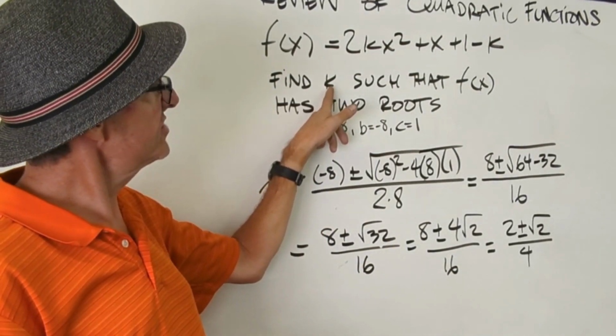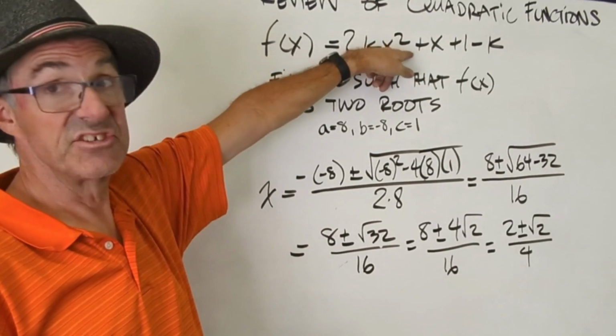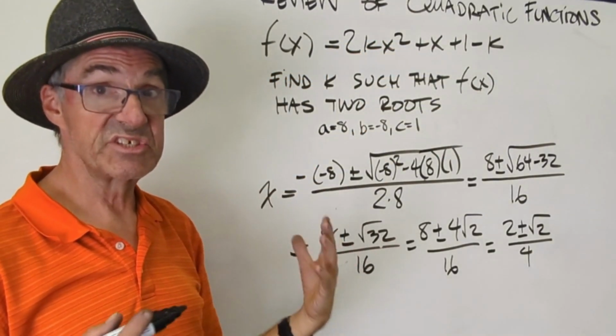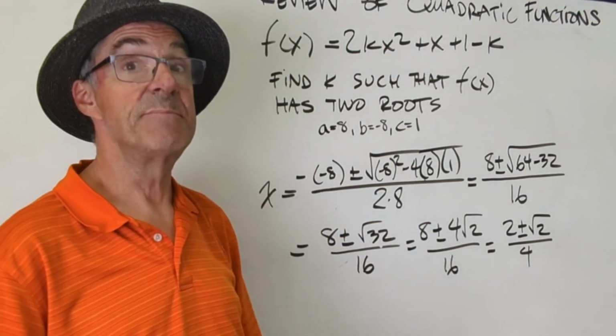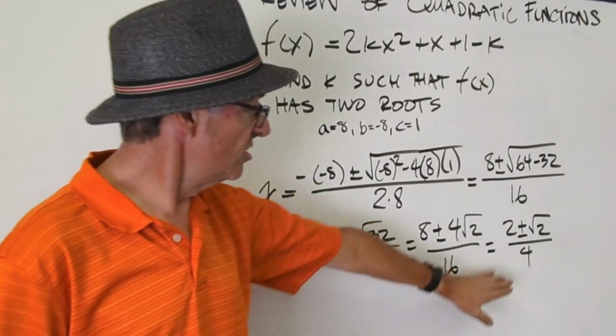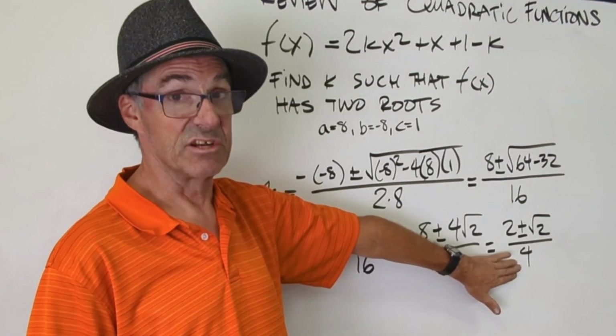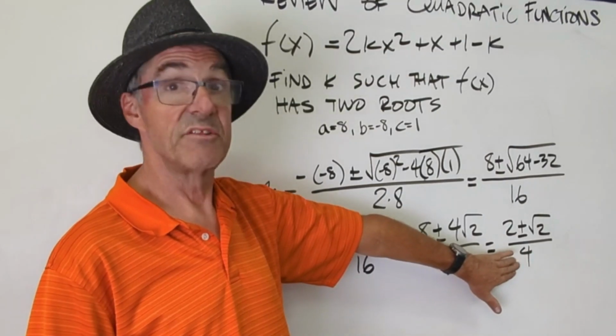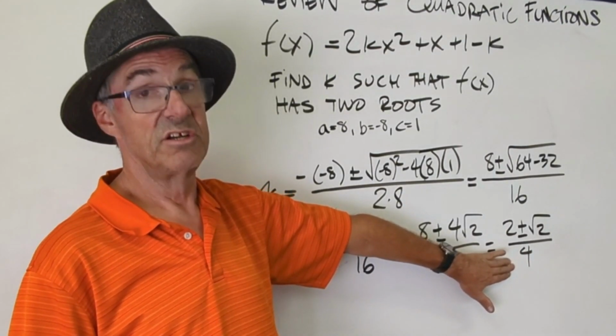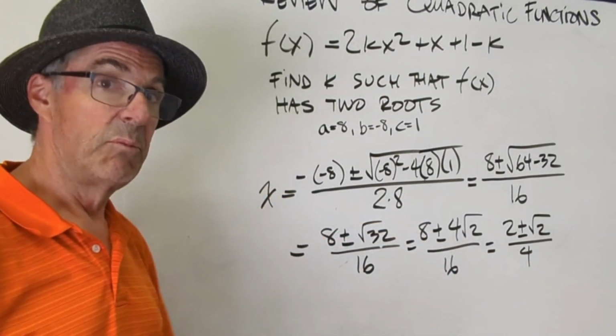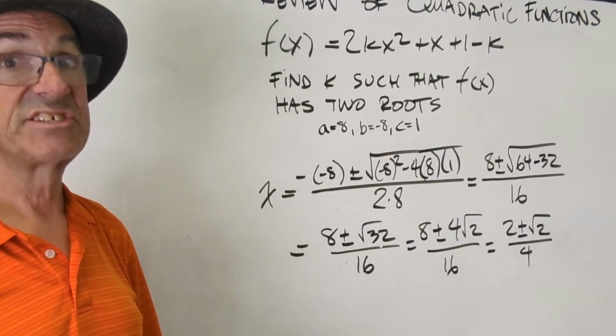Find k such that f of x has 2 roots. And remember, we decided that that meant the discriminant has to be positive or greater than 0. We found our solutions that make it 0. So now we just need to interpret this result to answer the question. So go ahead, pause the video, take that last step.